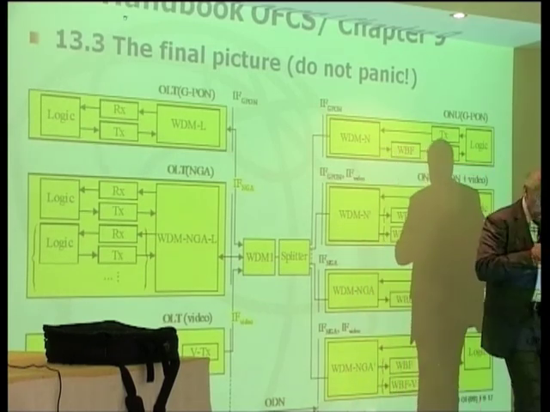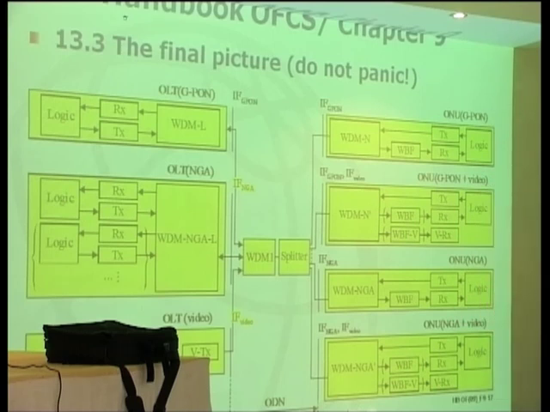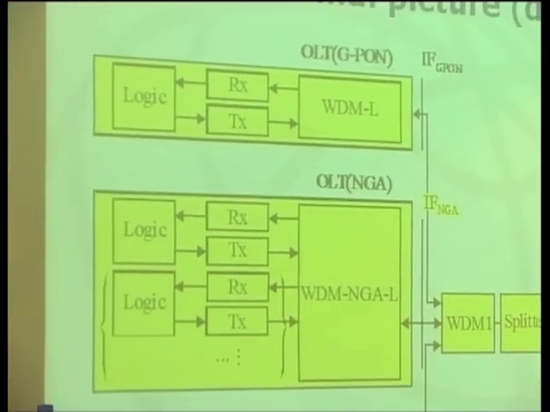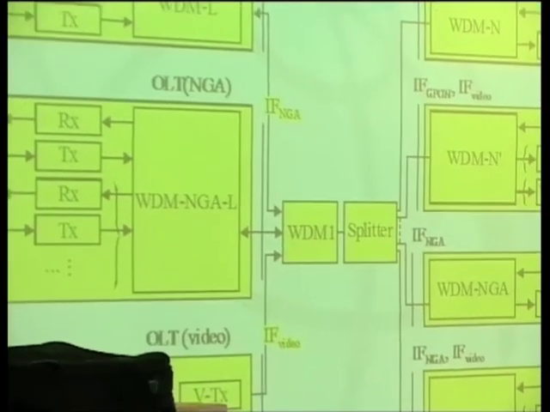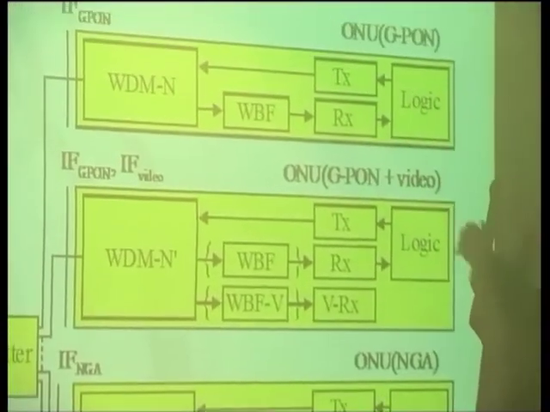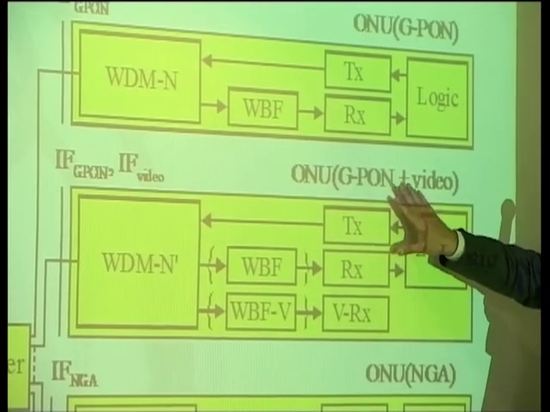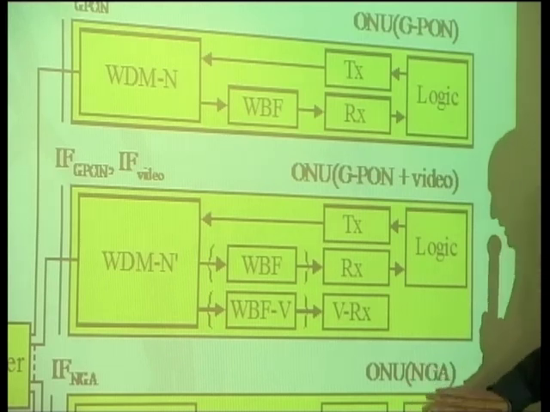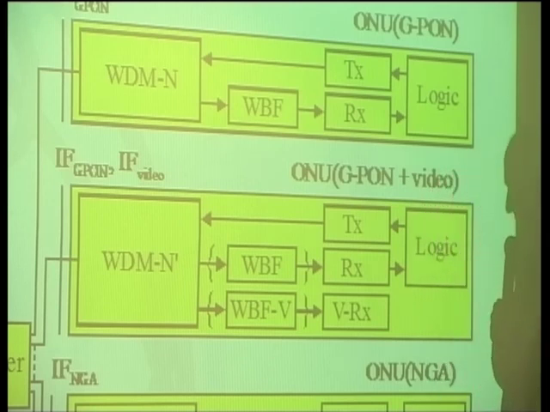On the other hand, at the end of the optical distribution network, after the splitter has delivered all the signal broadcast to just one fiber, you can have a different ONU, and each one can be tailored to receive the wished service. So, top row, this ONU will be used only to receive G-PON. This one can be used to receive G-PON plus video, to receive only next generation access, to receive next generation access plus video.